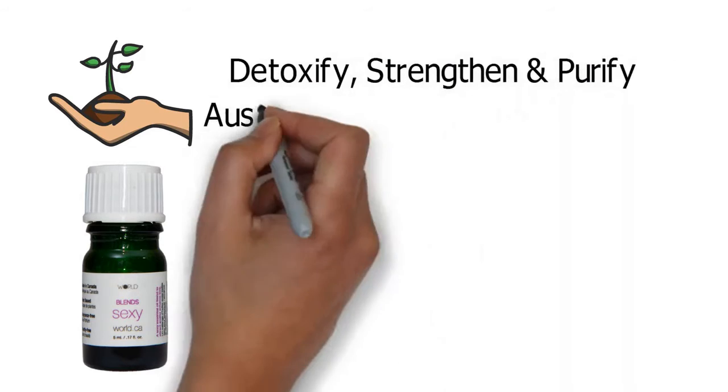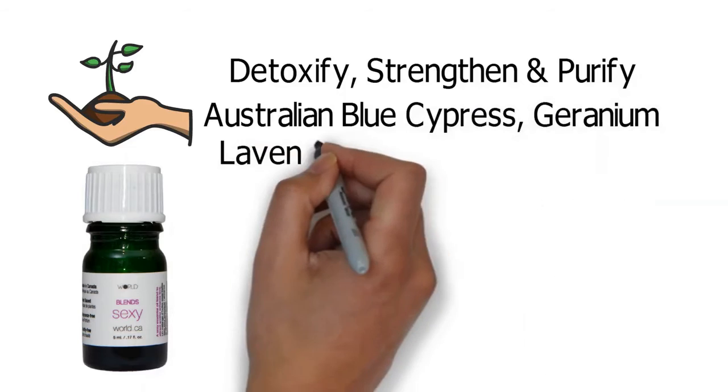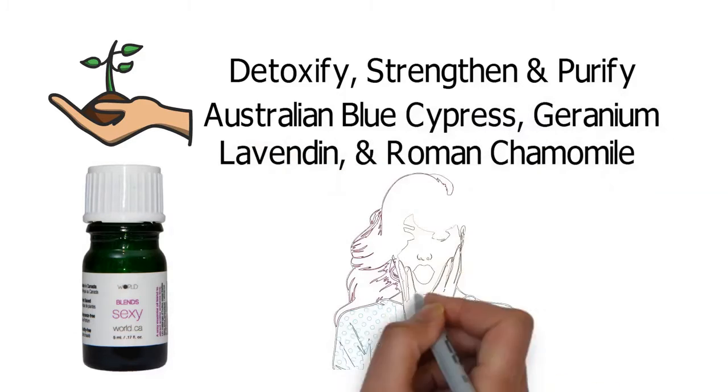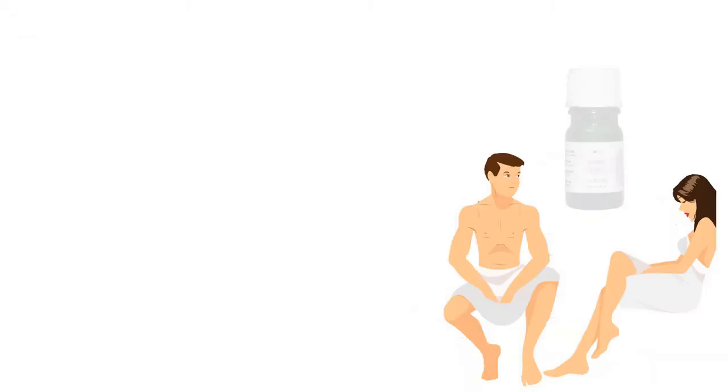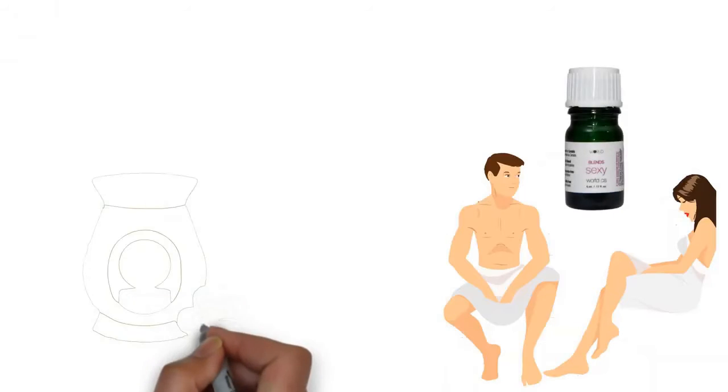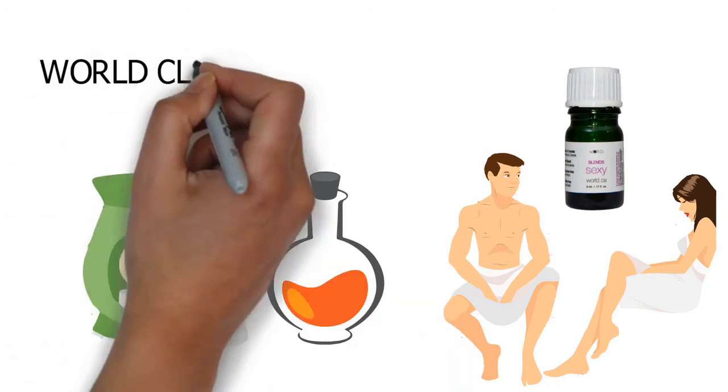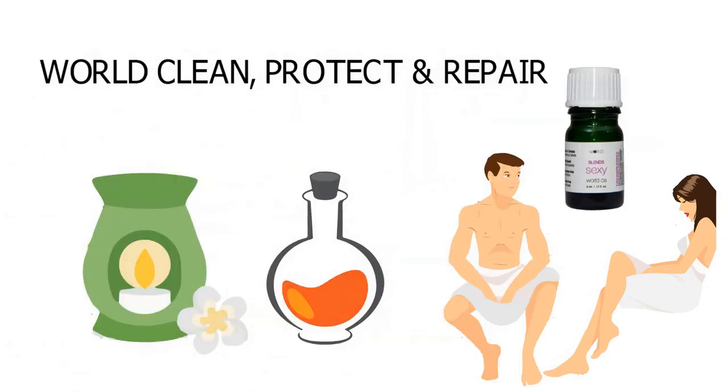purify. Australian Blue Cypress, Geranium, Lavendin, and Roman Chamomile will provide energy and enhance your mood. Perfect for sexy time. Use Sexy in your bath, in an aromatherapy burner, in massage oil, or in World Clean, Protect, and Repair to personalize.